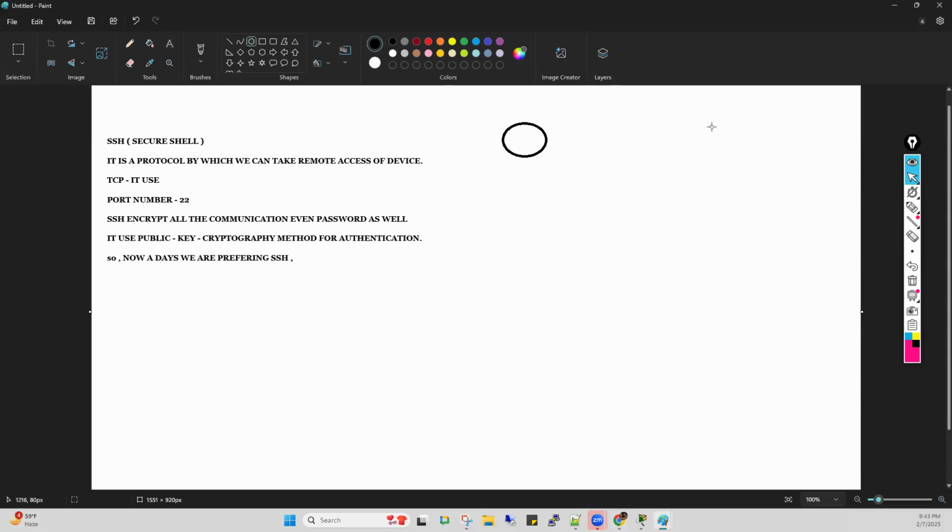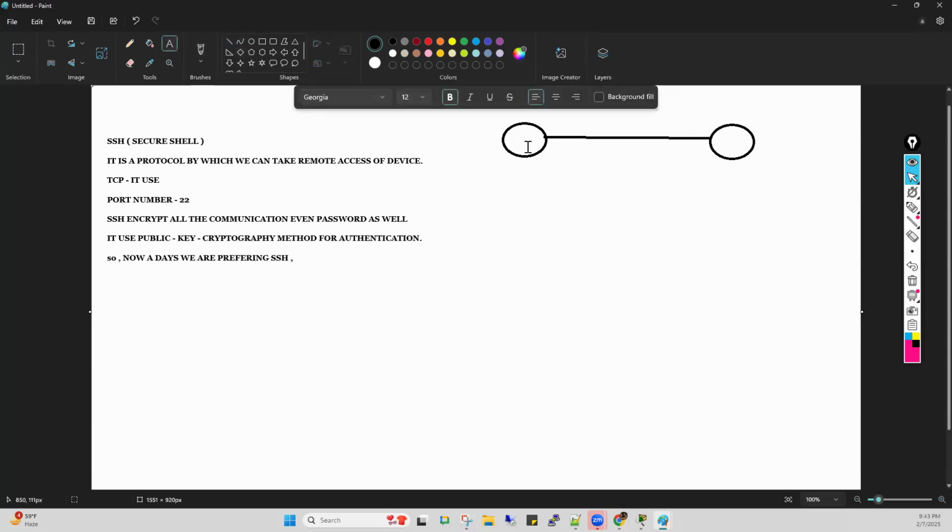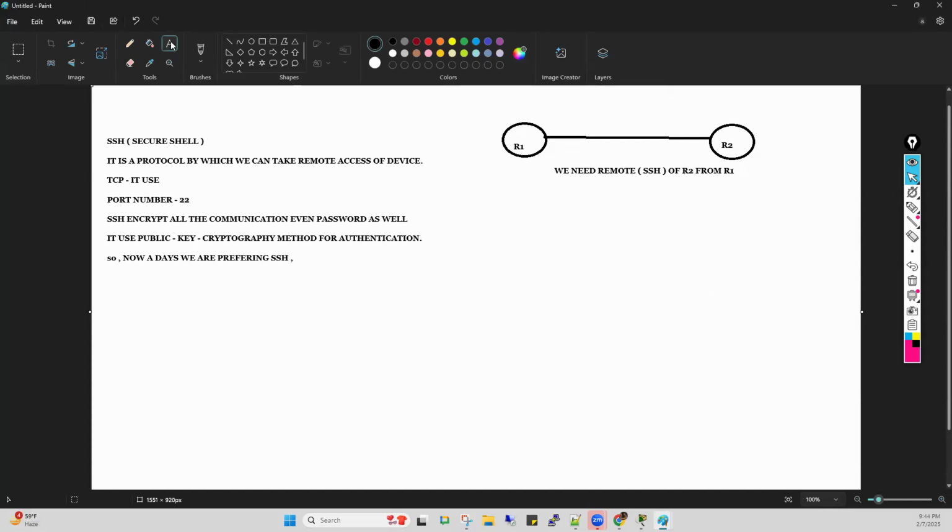Now I am giving you the same scenario. You have router one and router two, both connected like this. This is R1 and this is R2. We have the same scenario: we want to take remote access of R2. We need SSH of R2 from R1. This is the condition.